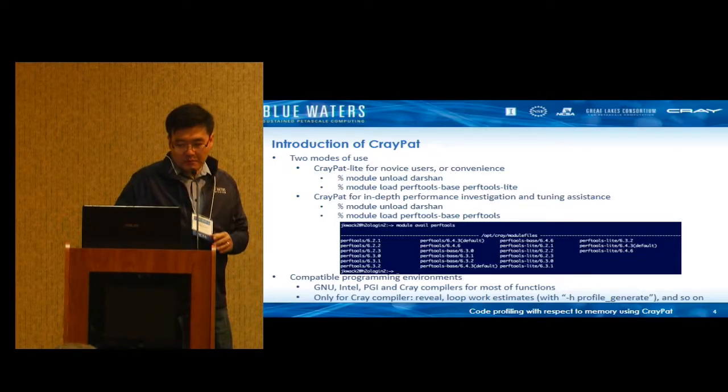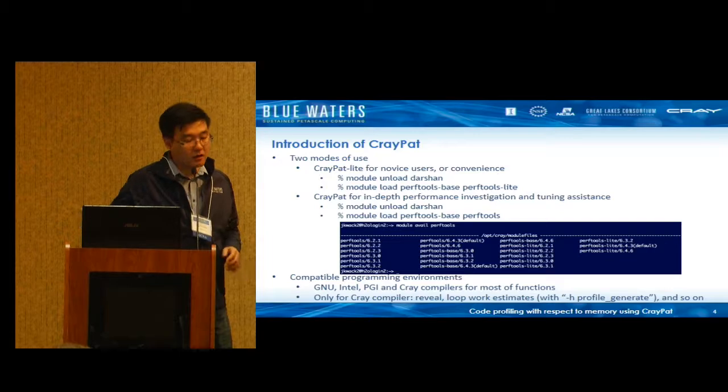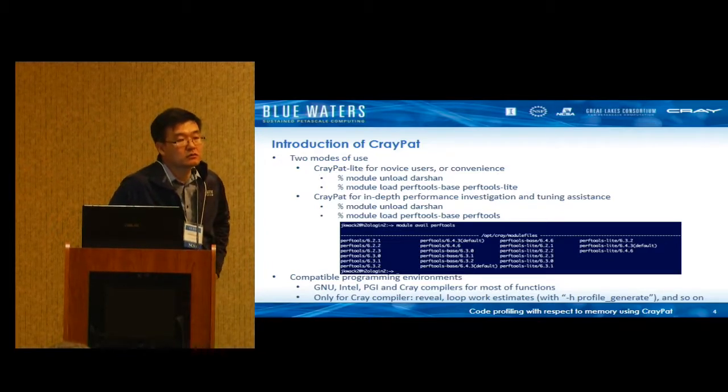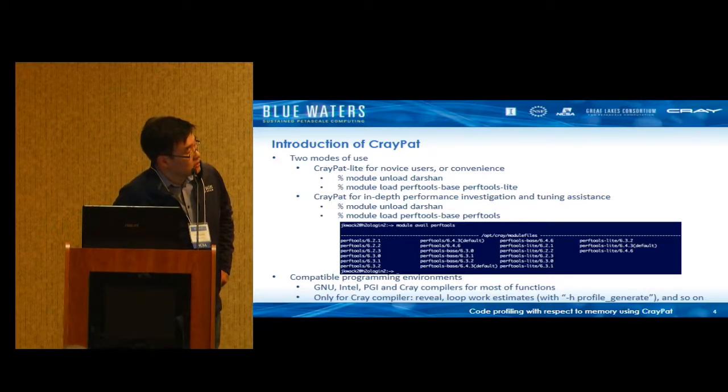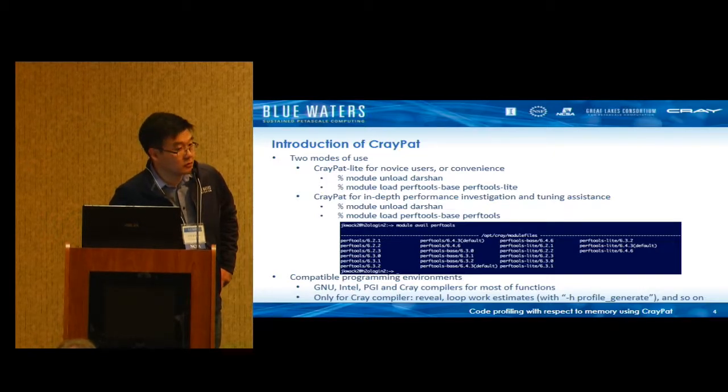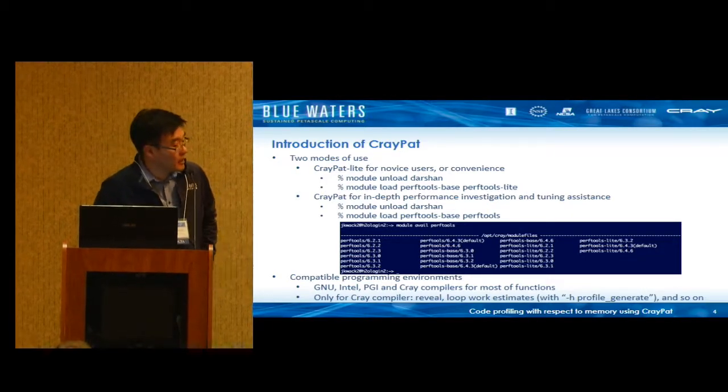In order to use CrayPat, first of all, you need to unload Darshan because it has a conflict. After that, you need to load perftools-base and perftools-lite for CrayPat-lite. Or if you want to use CrayPat, you can load perftools-base and perftools. This blue box shows the currently available CrayPat modules on Blue Waters. You can choose one of them.